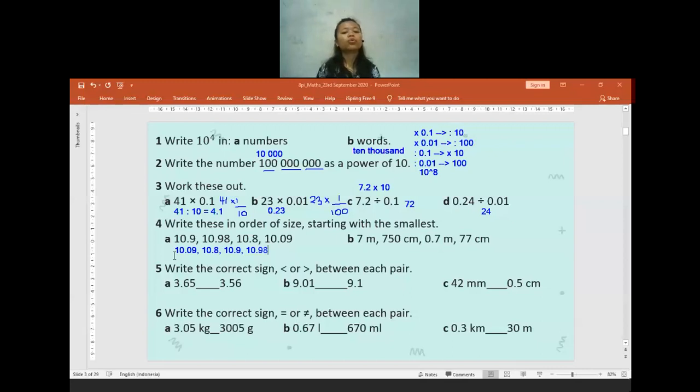For question B, we have the measurements. We have to reorder the numbers from the smallest to the highest. If you get confused, you can make all the units the same first. If you have no confusion, later on you can directly reorder and correct the order. Thank you for those who already told me through the chat box. The smallest one will be 0.7 meter. After that, 77 centimeter. After that, 7 meter. And then the biggest one is 750 centimeter.